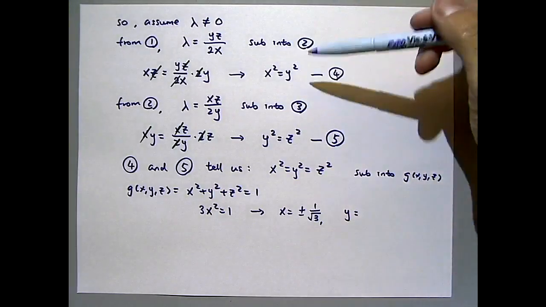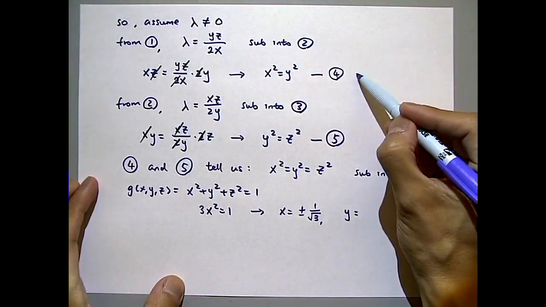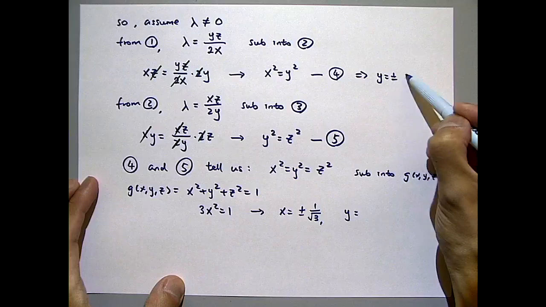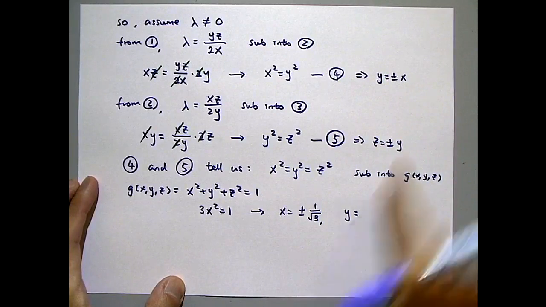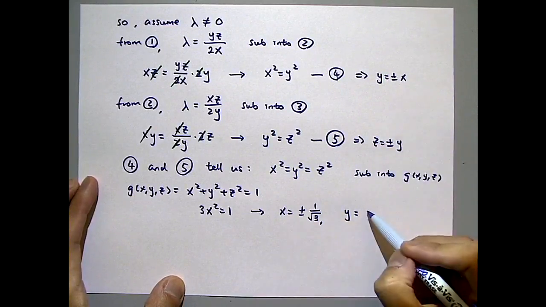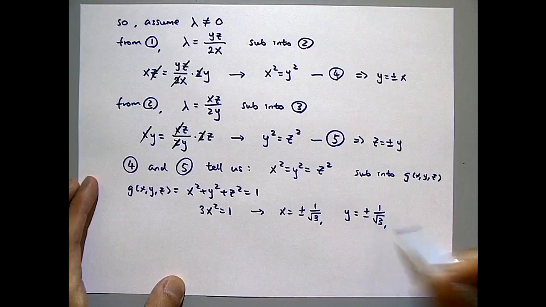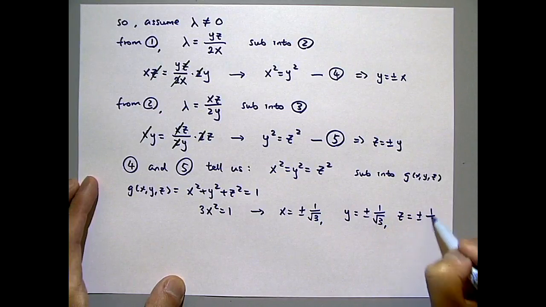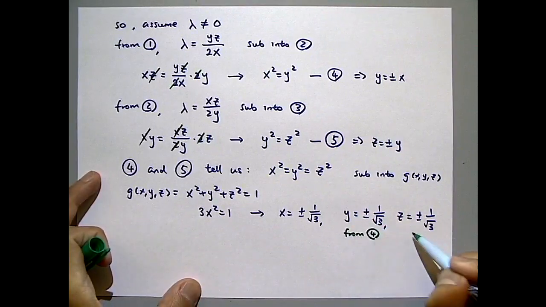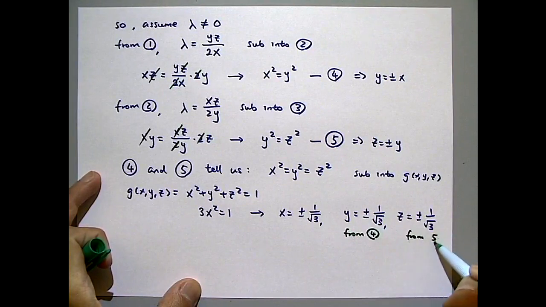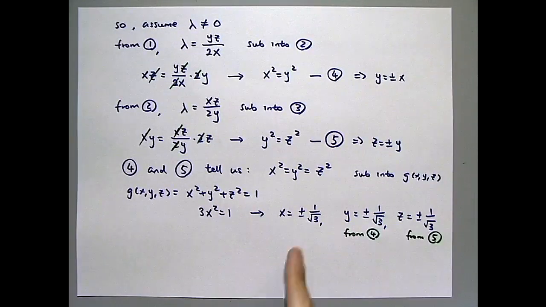So 4 says that y is plus or minus. So this also implies y is plus or minus x. This implies that z is plus or minus y, right? So if y is plus or minus x, then y is exactly the same thing. What about z? Same thing? Yeah? So, okay, this is from 4. This is from 5. Knowing x from 4 and 5, we get these two conditions.